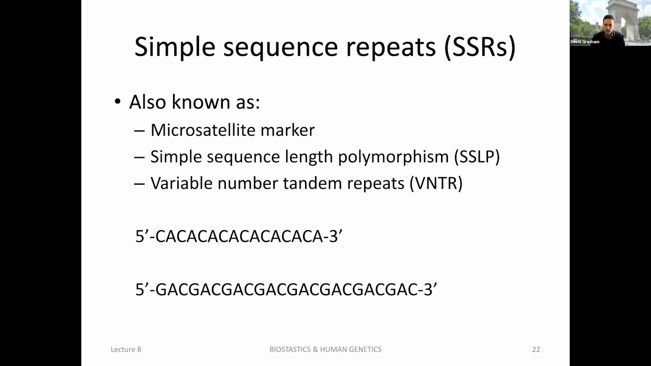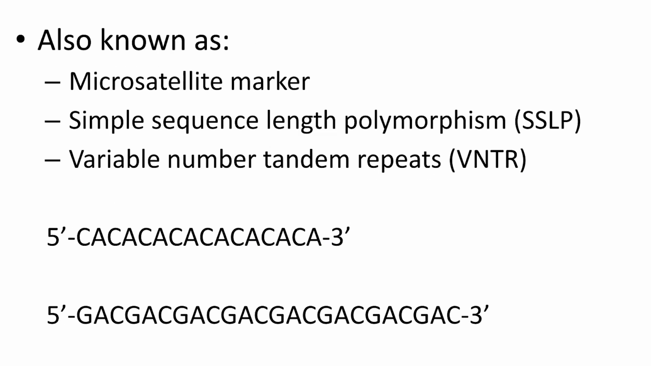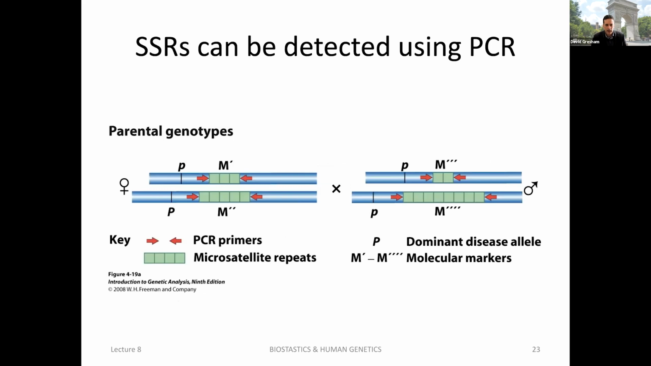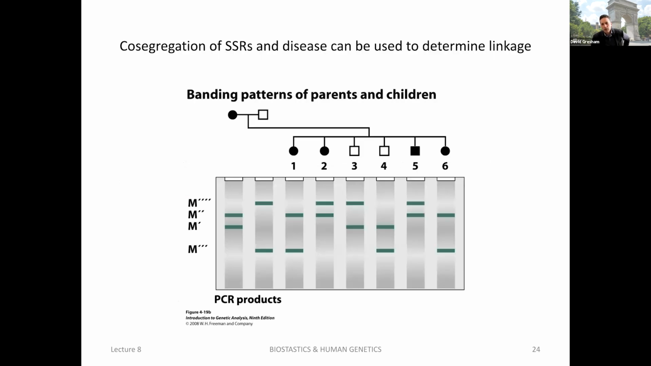So one class of DNA polymorphisms are called simple sequence repeats or microsatellite markers. These are dinucleotide or trinucleotide repeats that are polymorphic. They vary between individuals. And so we can identify homozygous and heterozygous individuals and follow them in crosses. And we can genotype them using methods like PCR and gel electrophoresis to detect those differences in size that reflect the differences in the number of copies.